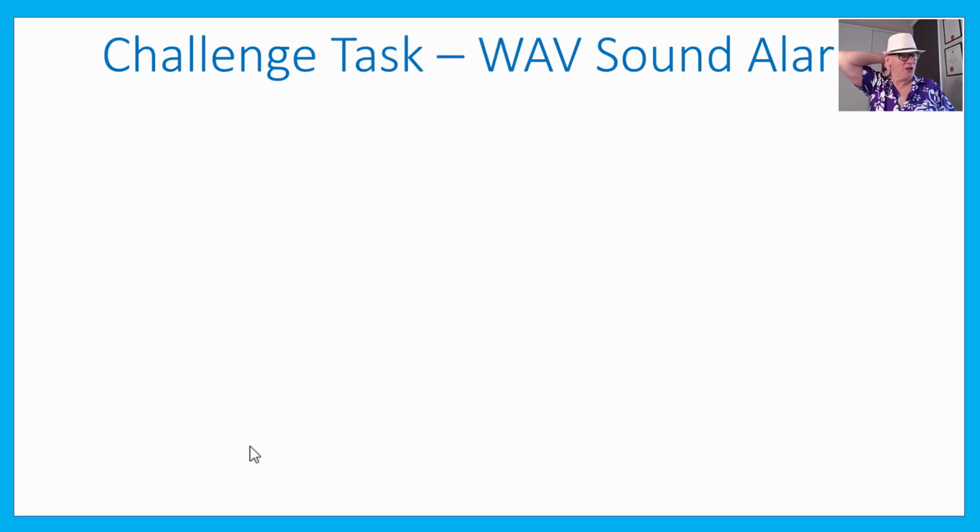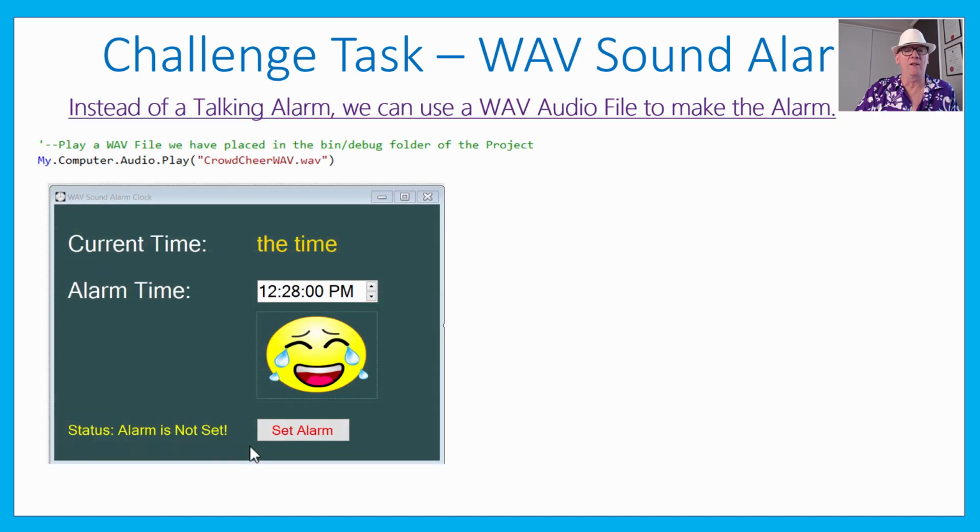Because we've got the challenge task, and the challenge task is going to be fun as well. So we made a talking alarm clock. What if you just want to make an alarm clock which makes some kind of audio file sound effect, like a police siren, woo, or something, to go off instead of someone talking to you? You can do that easily in VB.NET.